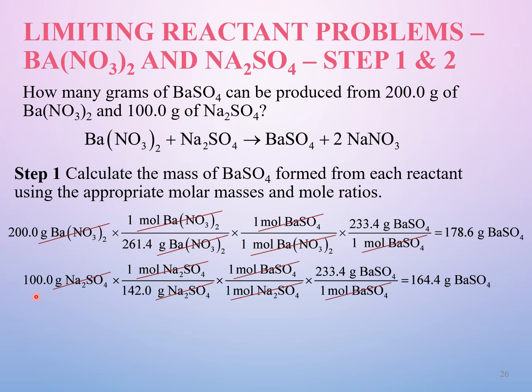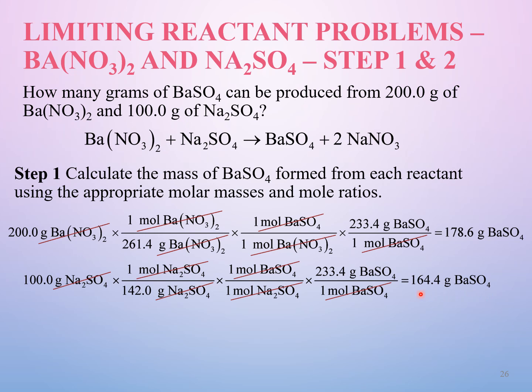If you use the second reactant, 100 grams of sodium sulfate, you convert it to moles, and then you do the mole-to-mole ratio, which is 1 to 1, and then convert it to grams of barium sulfate using its molar mass, you get 164.4 grams of barium sulfate.